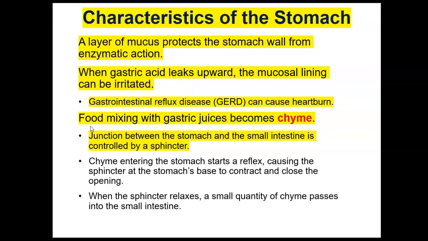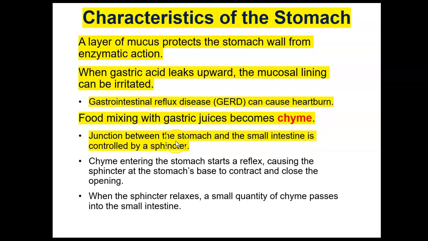So in the stomach, the food coming into the stomach was called a bolus, but now it's mixed with gastric juices, which are just a combination of fluids and enzymes and acid. Now it becomes chyme. Chyme is a mixture.